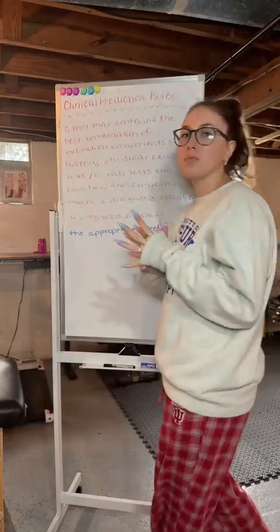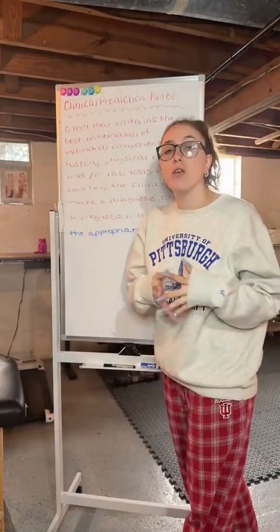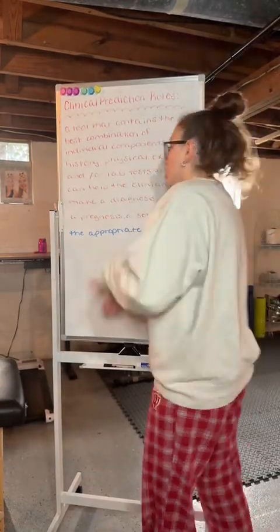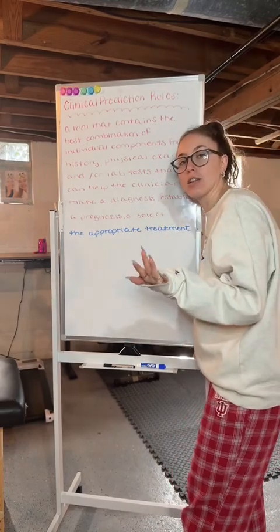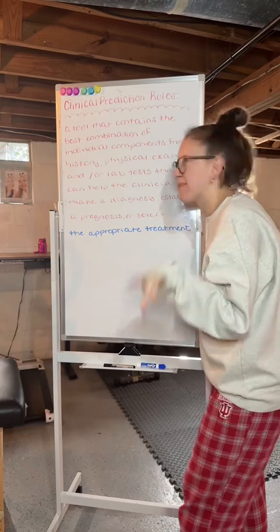Let's break it down. Let's first talk about the definition of what a clinical prediction rule is. Please disregard the two different colors. My red marker ran out of ink a little bit through, so just ignore that.